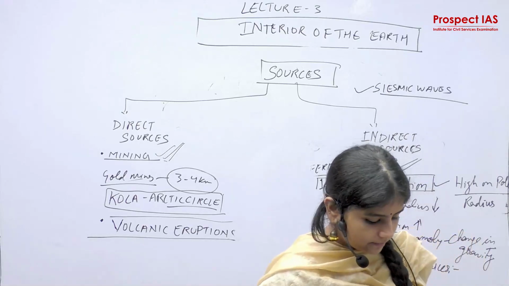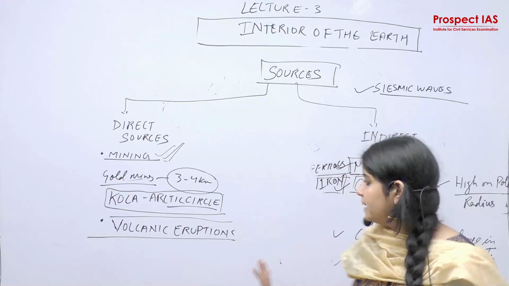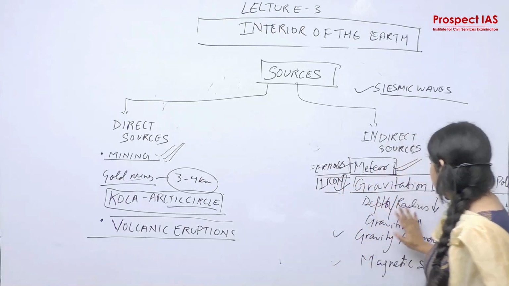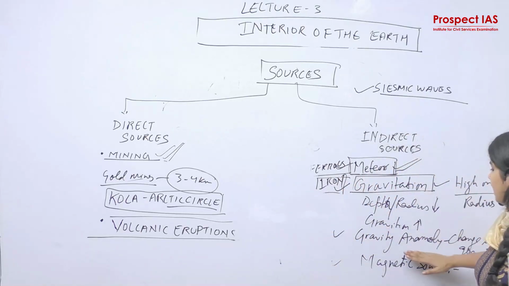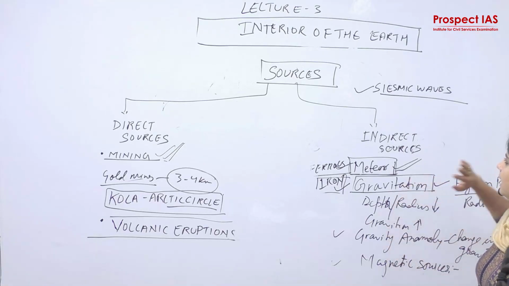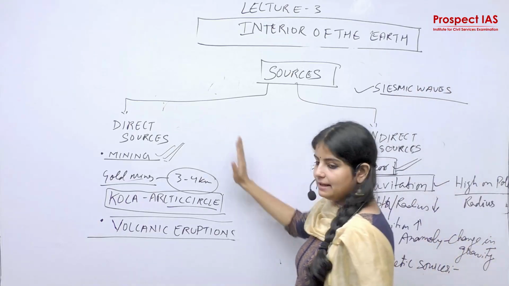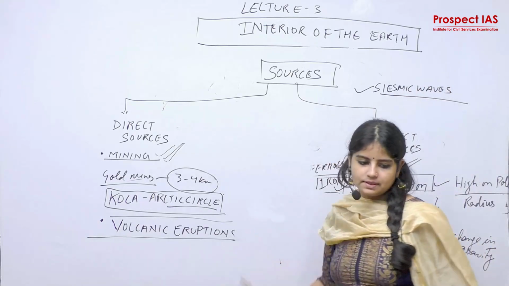So yes, this is how the indirect sources ended. We have five indirect sources: meteor, gravitation, gravity anomaly, magnetic sources, and then seismic waves. We have direct sources: mining and volcanic eruptions. Clear?